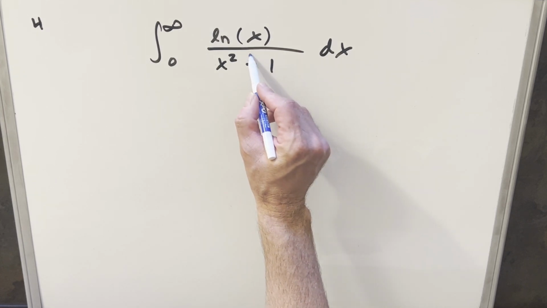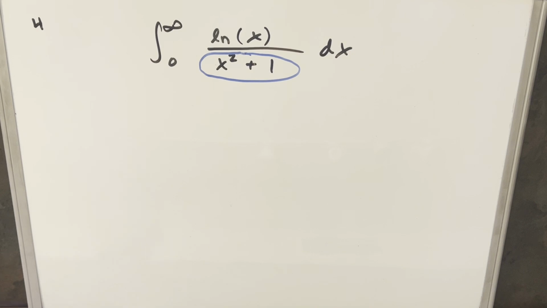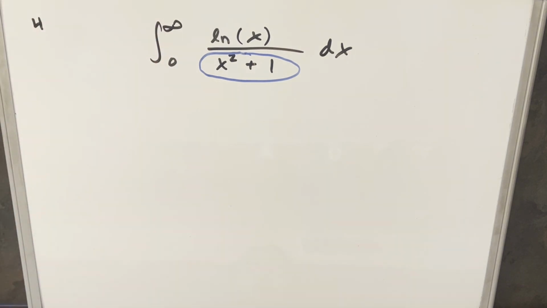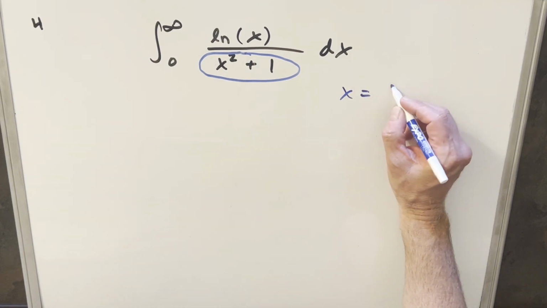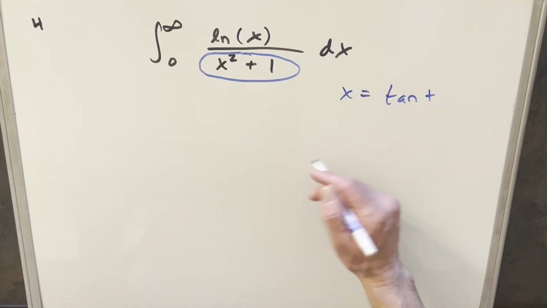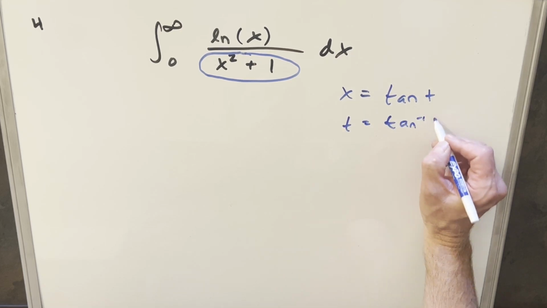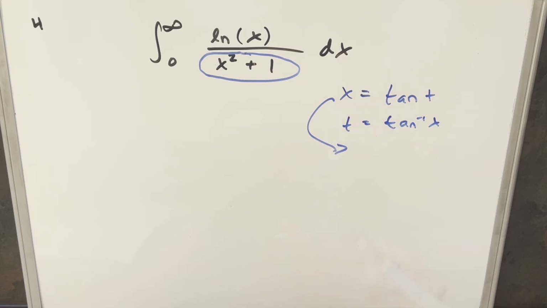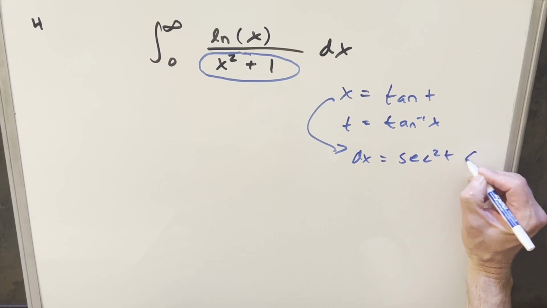The thing I notice here is with this denominator, this is the situation where you could do a trig substitution. The only thing that's unusual is we're not used to doing a trig substitution with natural log in the problem, but it's still going to work pretty nicely. So for this substitution, we'll set x equal to tan t. Then let's solve for t. We'll take the inverse tangent on both sides, so t is arctan of x. Then taking a derivative on the first equation, dx is equal to secant squared t dt.